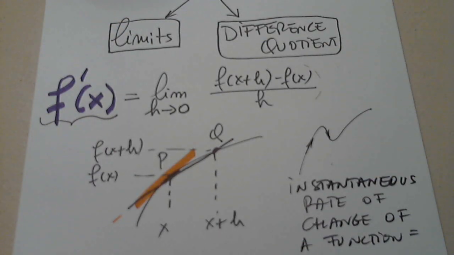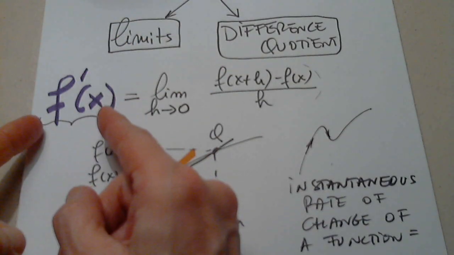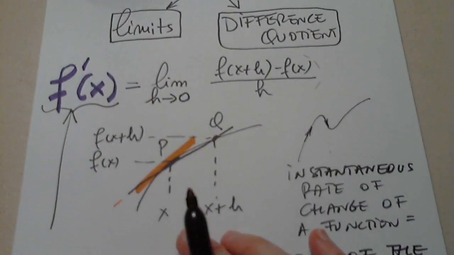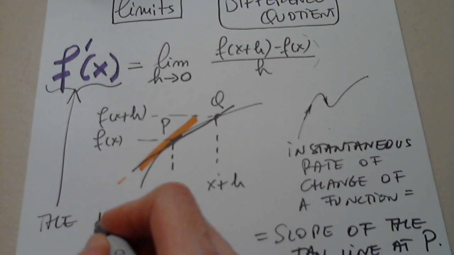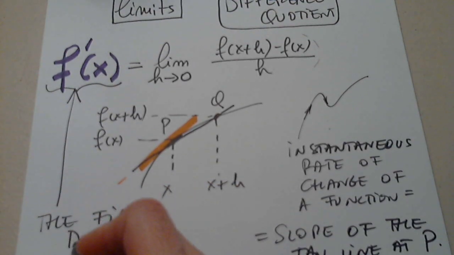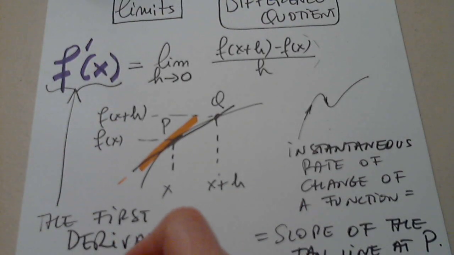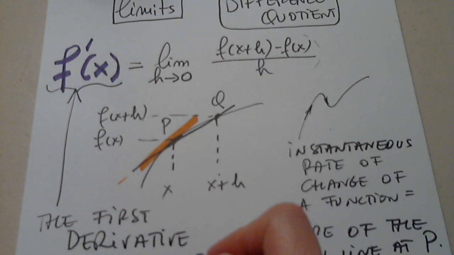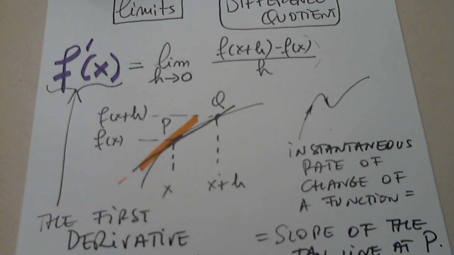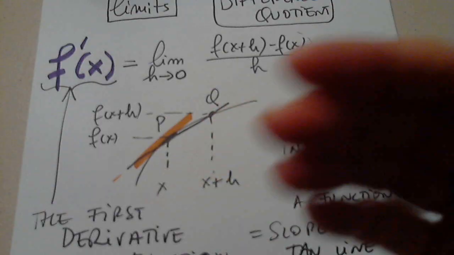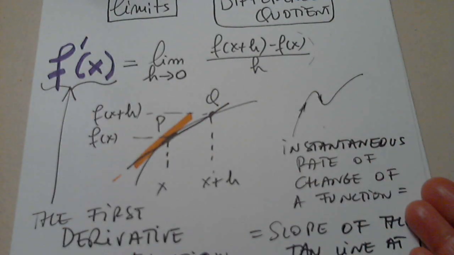F prime of x. Either we read f prime of x, or another way of reading this is the first derivative of function f of x. What does the first derivative give?